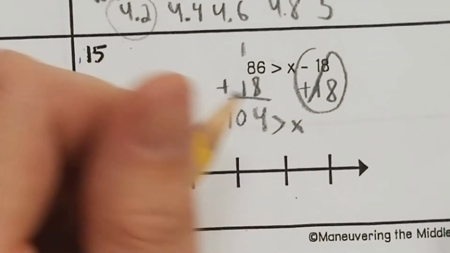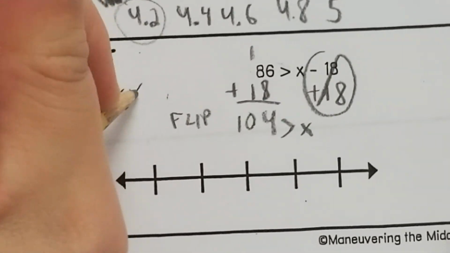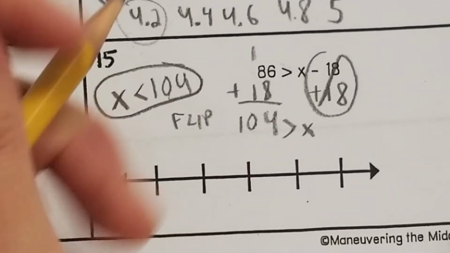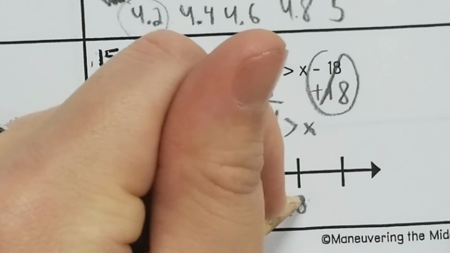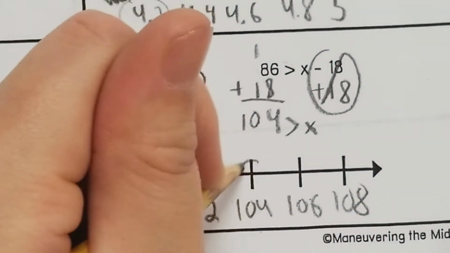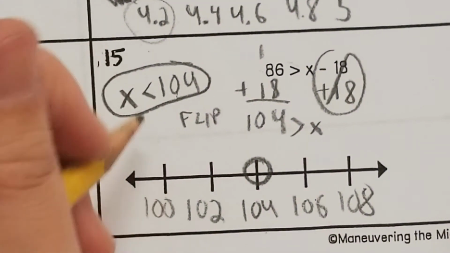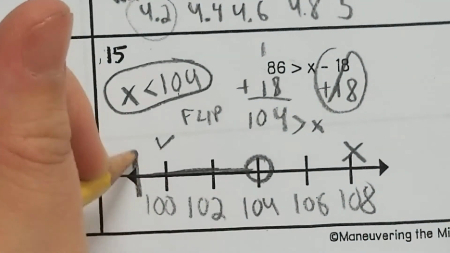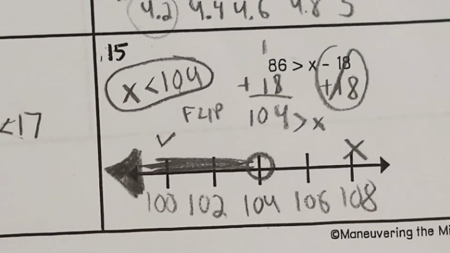Remember that I don't prefer it like this. I prefer my x to be on the left side. So I'm going to flip our inequality to have 104. So it says x is less than 104. It's an open circle, and 100 is less than 104, but 108 is not less than 104. That's how we know our number line is facing to the left.